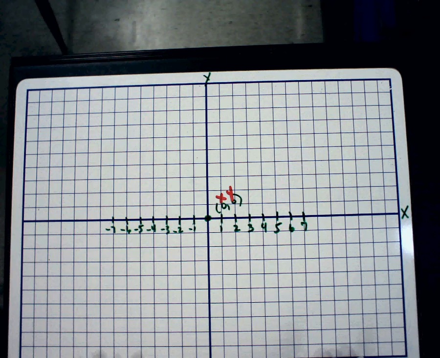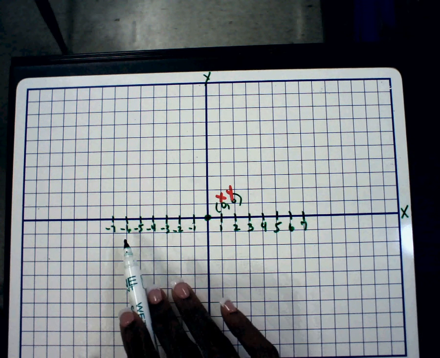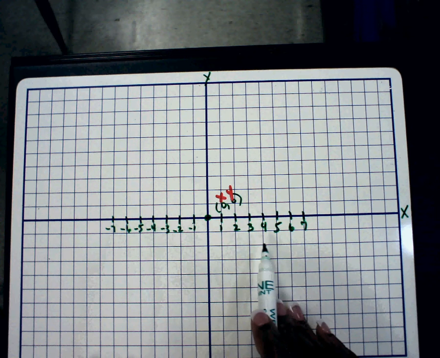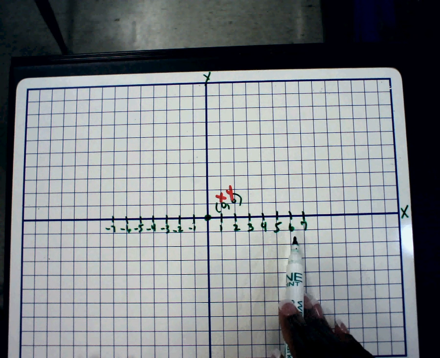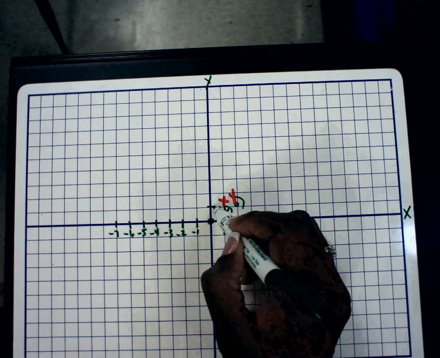Okay, so the numbers on the left of the origin are our negative numbers. The numbers on the right of the origin are our positive numbers. So that's our x-axis. Now we're going to do the same thing for y.